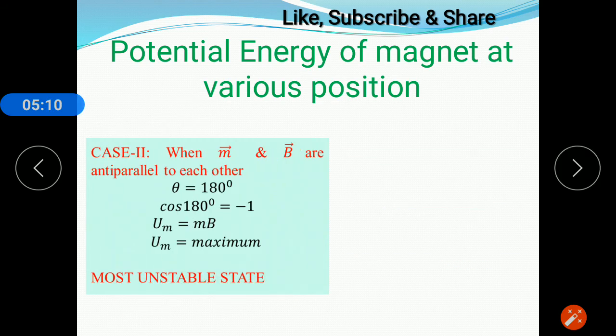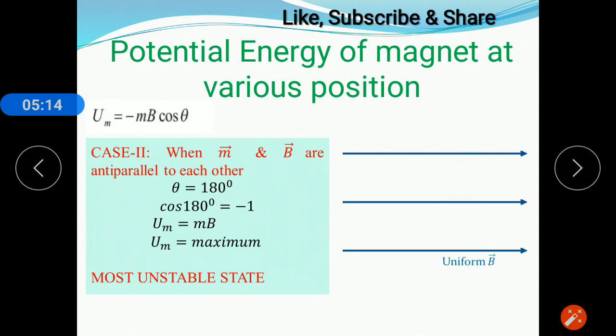Next, if the bar magnet is anti-parallel or opposite to the magnetic field, what is the angle between them? The angle between them is 180 degrees. Cos 180 is minus 1. Put this value in the equation. We get potential energy plus mB, that is maximum. What it means is, at this position the bar magnet can rotate clockwise or anti-clockwise, but it is not stable, so it is called the most unstable state.